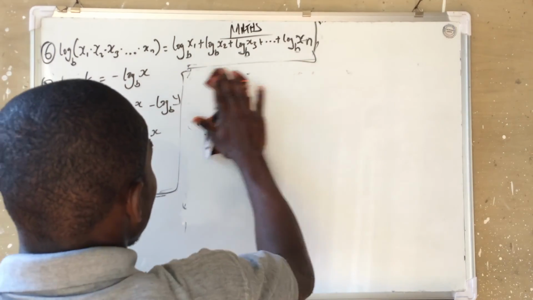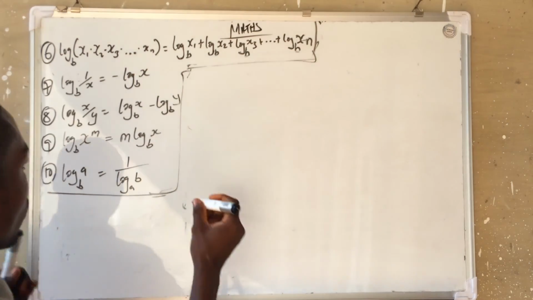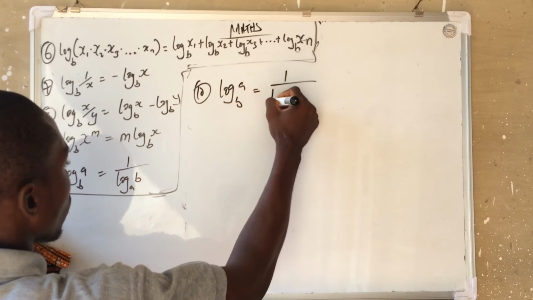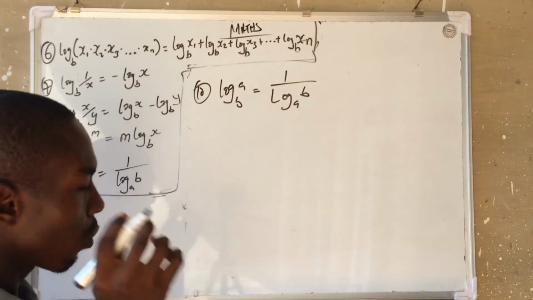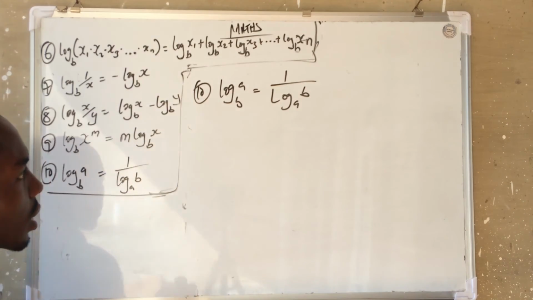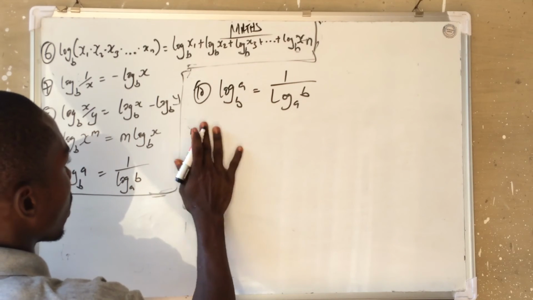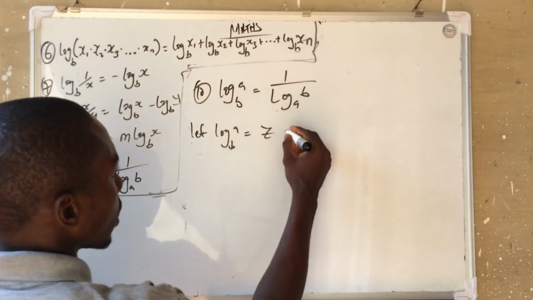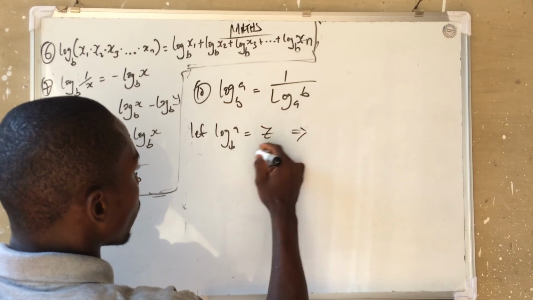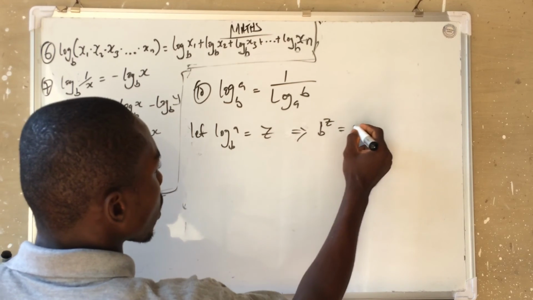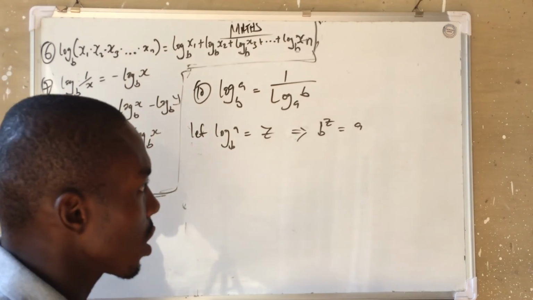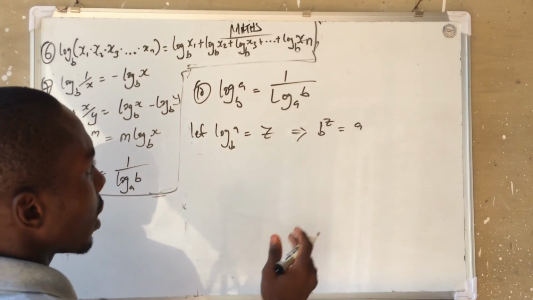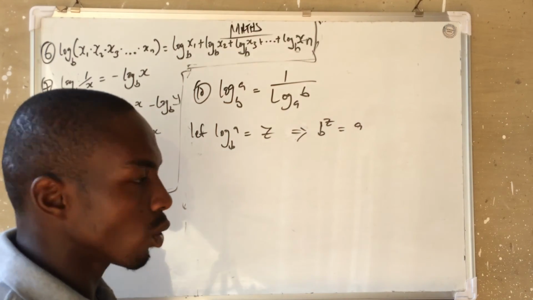So go back to number 10. Number 10 says the log of a to the base b is equal to 1 over the log of b to the base a. We want to prove this. Let log base b of a equal z. That therefore says that b raised to the power z is equal to a. What am I going to do? I can take the log of the same base to both sides.